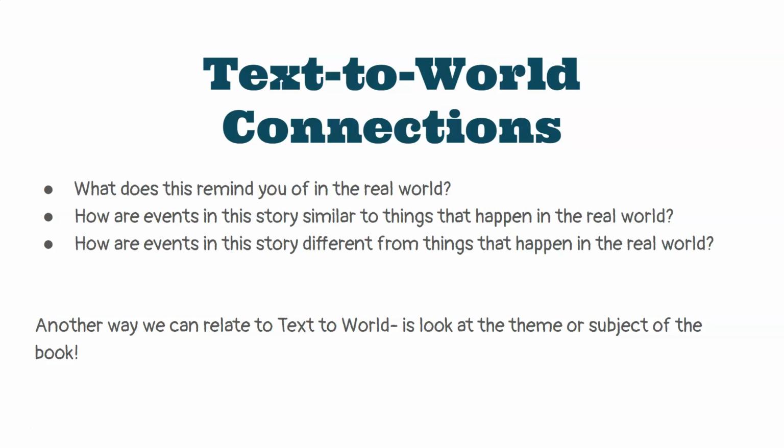When we think about text-to-world, we should ask, what does this remind you of in the real world? How are events in this story similar to things that happen in the real world? And how are events in the story different from things that happen in the real world? Another way to think about text-to-world is to take a closer look at the theme or the subject of the story.